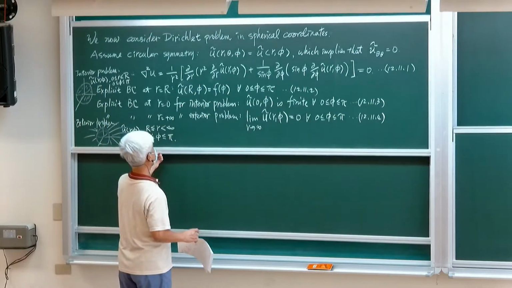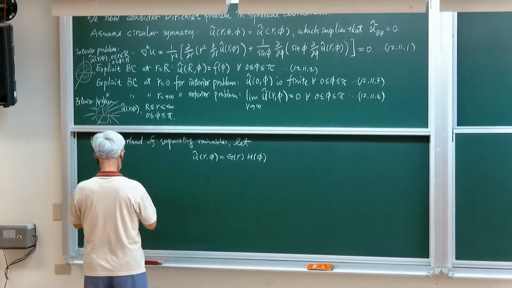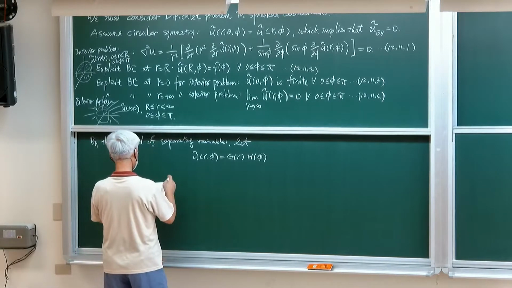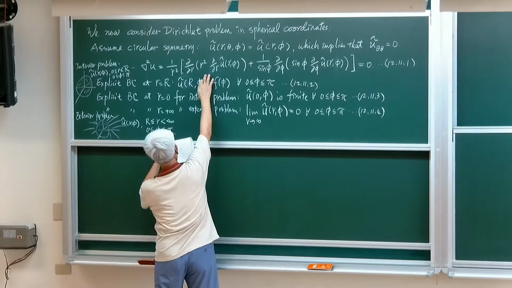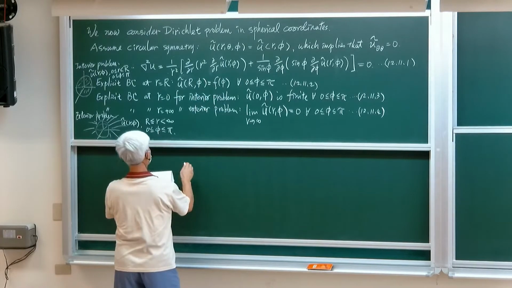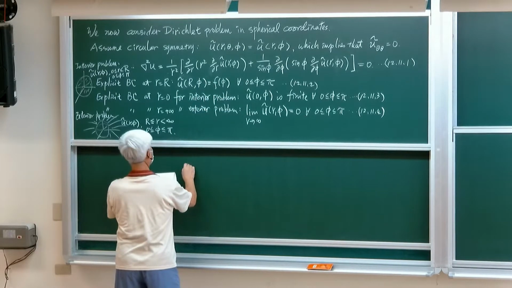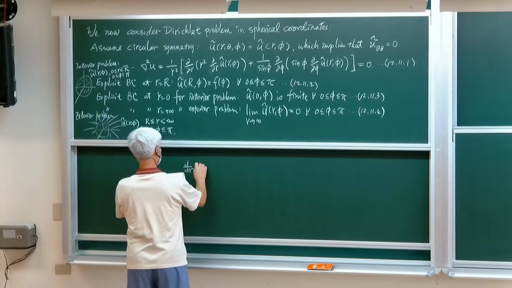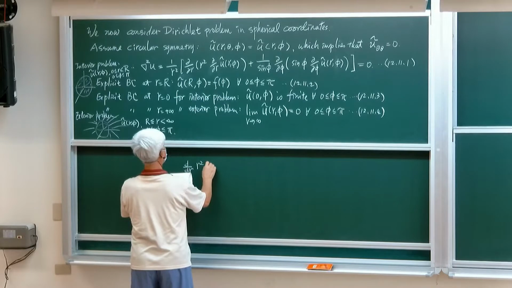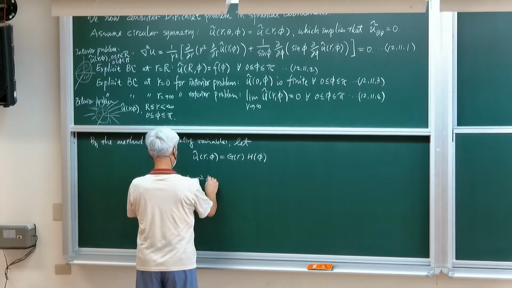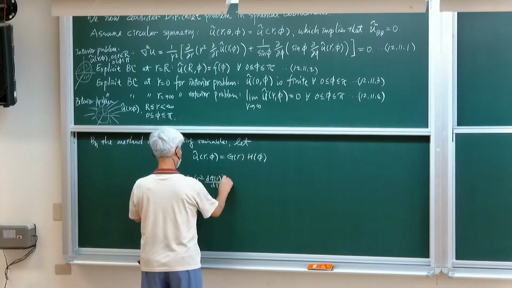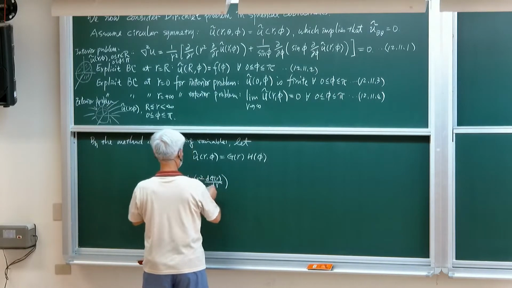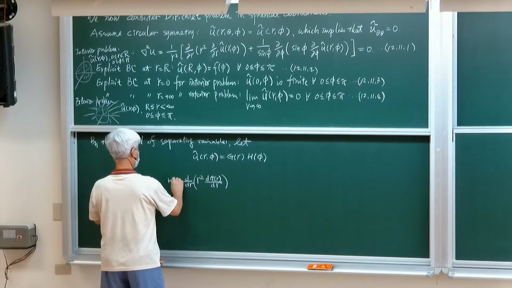Now, so we look at this term here. So we have d squared G of r over d r squared, and dG over dr, times H of theta, H of phi, I'm sorry.